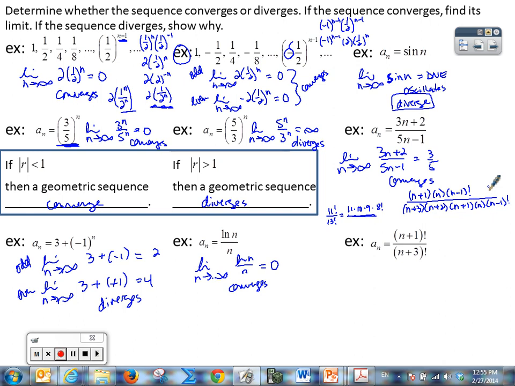Now, can we cancel out some stuff? Yeah, we got a bunch of stuff to cancel out, right? And our goal has been accomplished because the factorials are going to go away. See how they're just going to go away. And so are the n's and the n plus 1s. So basically what I'm going to be left with is the limit as n goes to infinity of 1 over (n plus 3) times (n plus 2). And as we look at this, the limit is going to tend to 0. So this one converges.